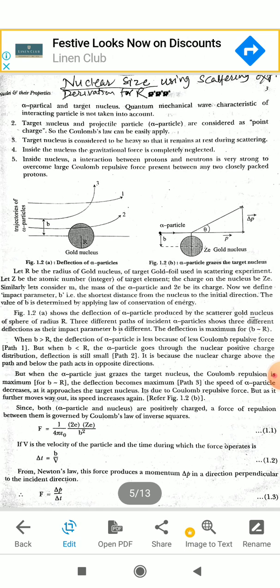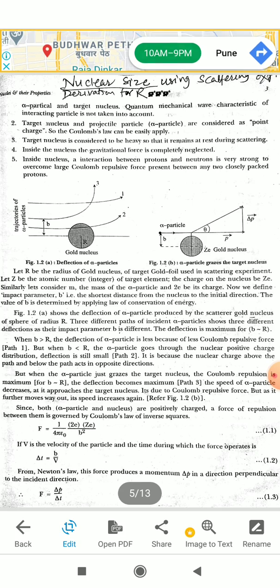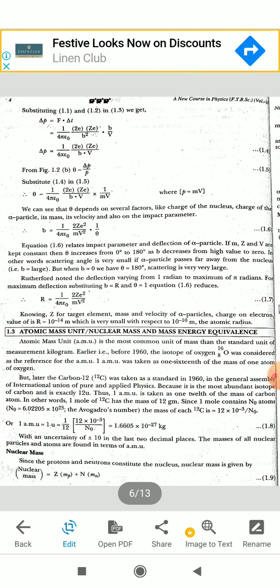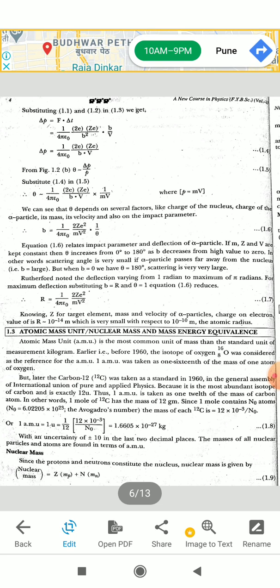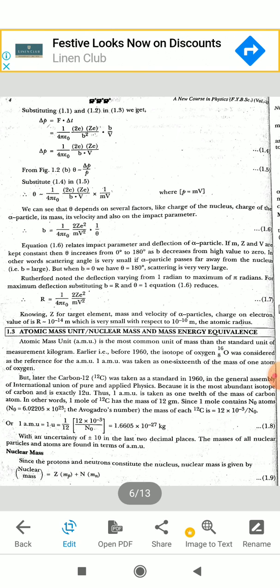Using Newton's second law, force is proportional to the rate of change of momentum. So delta p is the change in momentum in time delta t, as shown in figure 1.2, and from that we can derive delta p equal to F into delta t. Putting in the value of delta t from this equation, we get the theta angle, which involves a cosine, opposite side divided by adjacent side. From this equation we can calculate the impact parameter b.